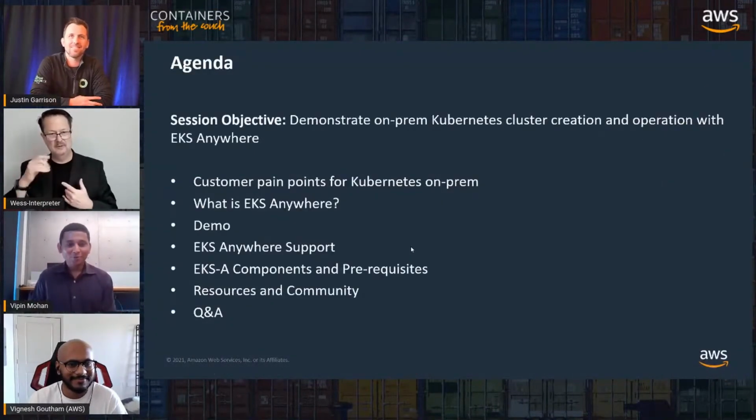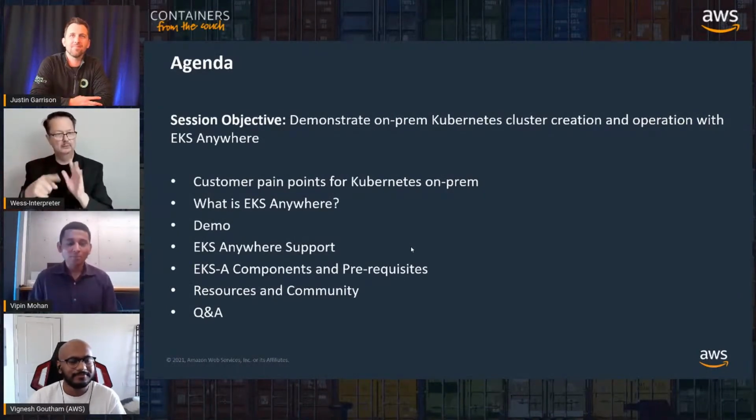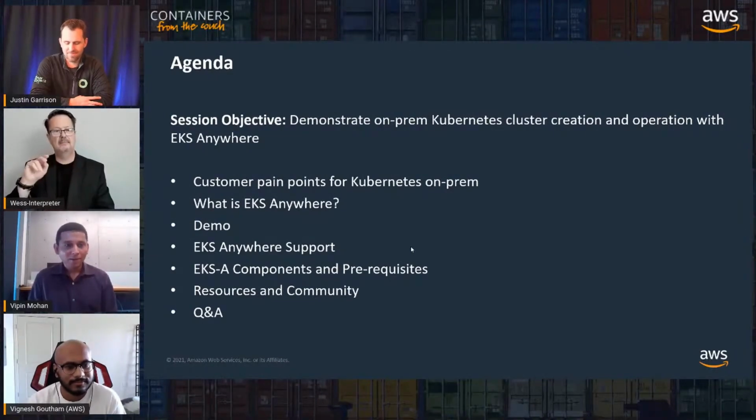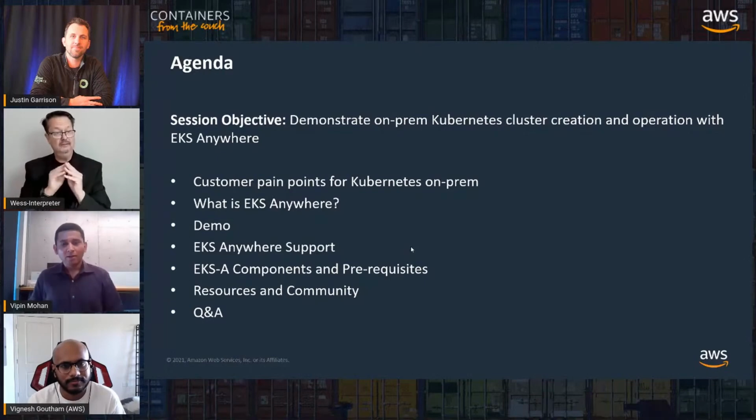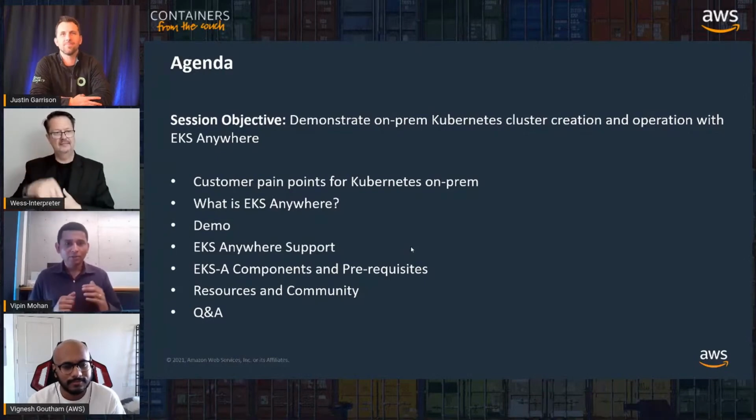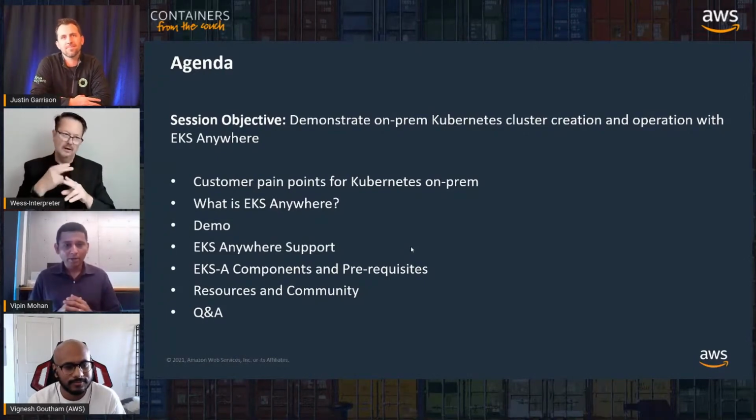Cool. So the objective for today's session is to demonstrate on-prem Kubernetes cluster creation and operation with Amazon EKS Anywhere. Like Justin mentioned, we just GA'd Amazon EKS Anywhere last month. So it's been about a month since the product has been GA. This is the agenda that we're going to cover. We will talk about what are the customer pain points for Kubernetes on premises, and what is EKS Anywhere and how are we trying to solve some of those pain points.